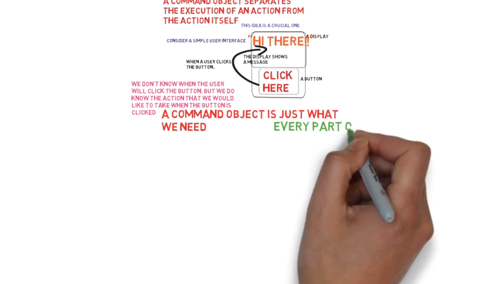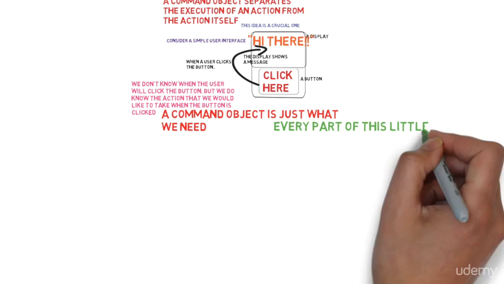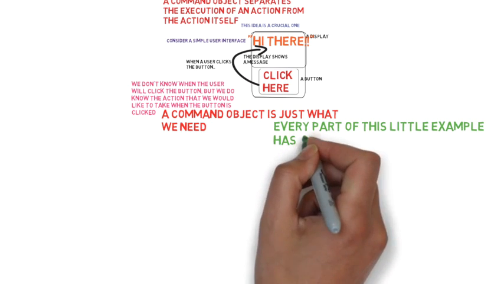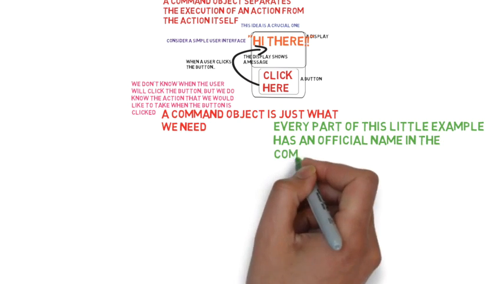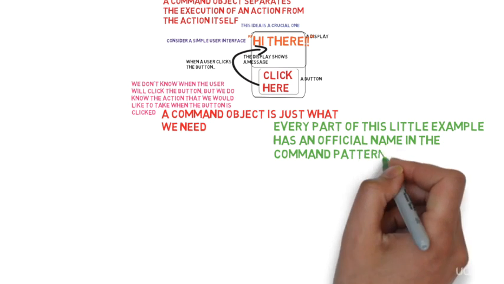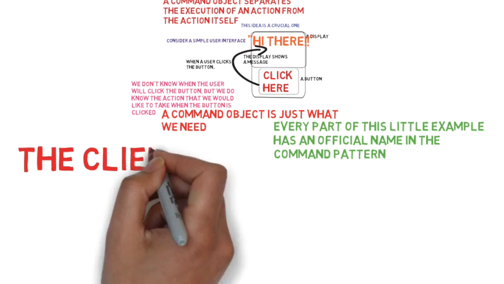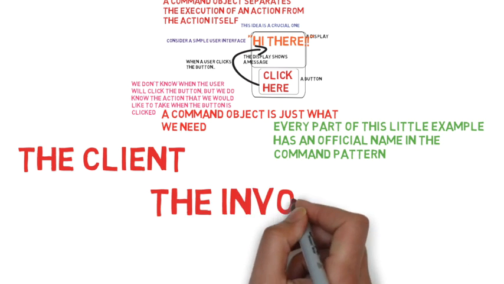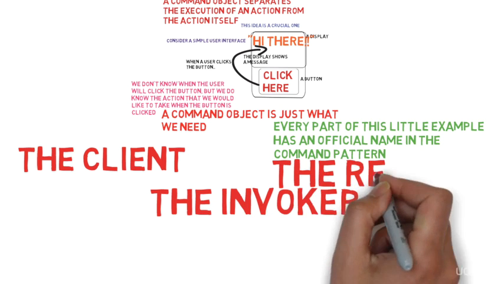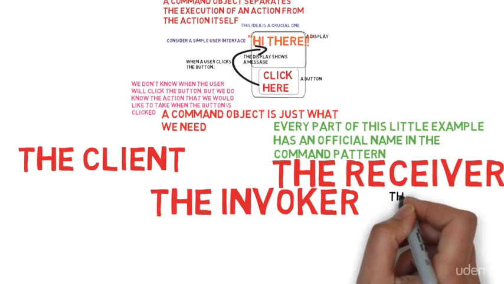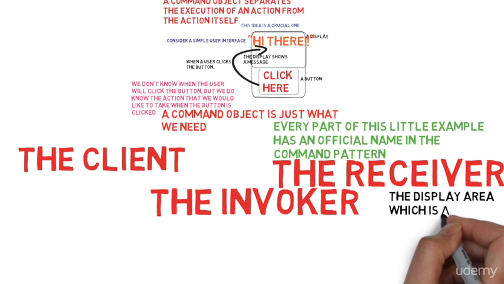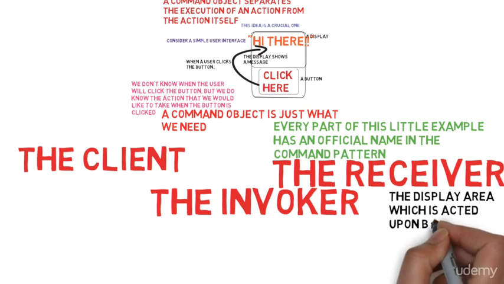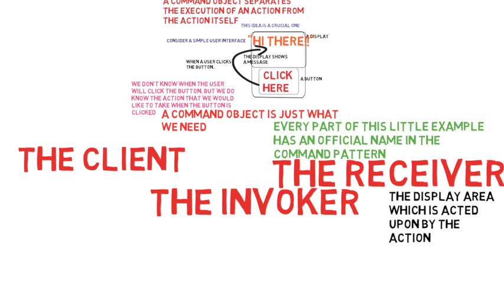So this was a simple example using layman's terms. However, every part of this little example has an official name in the command pattern. Let's see what those official names are so you know exactly how things fit in. So we have the client, the invoker, and the receiver. They're all very easy. They're exactly what we just saw. The receiver is the display which is acted upon by the action. So the receiver receives the action. It's what is acted upon.